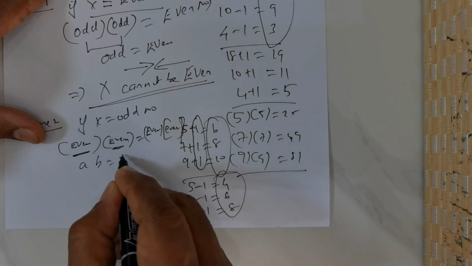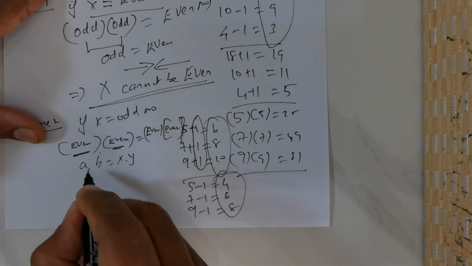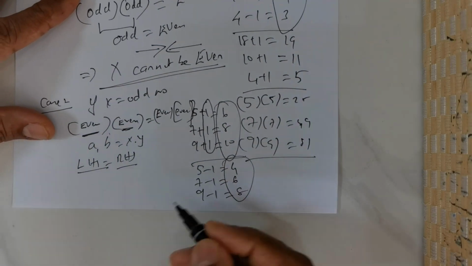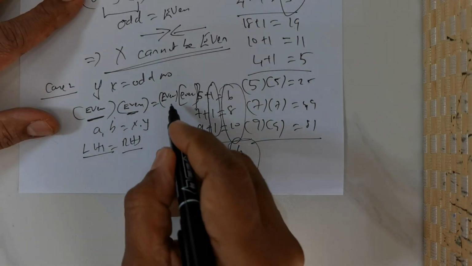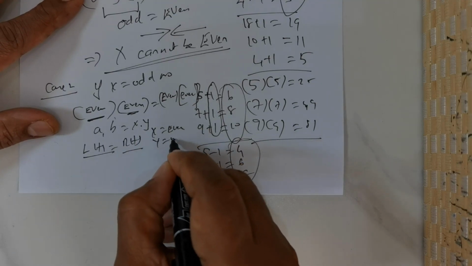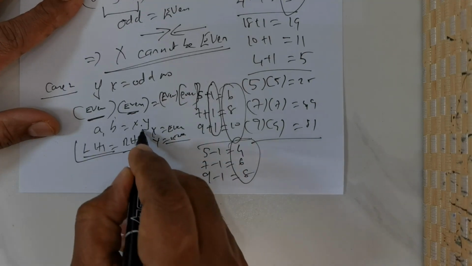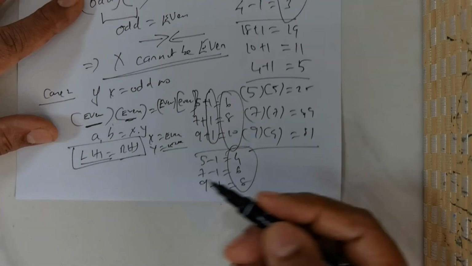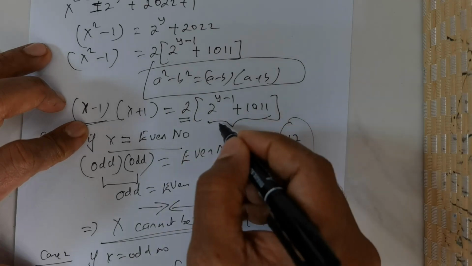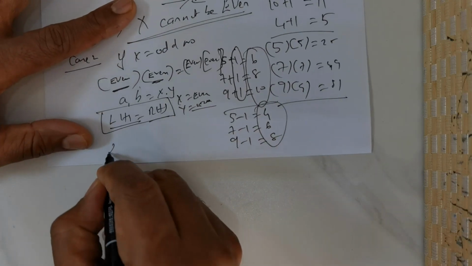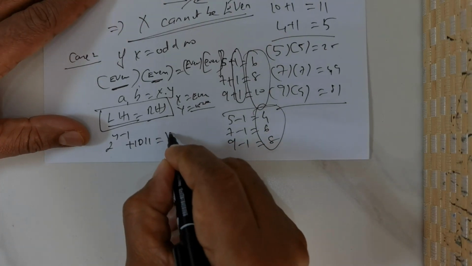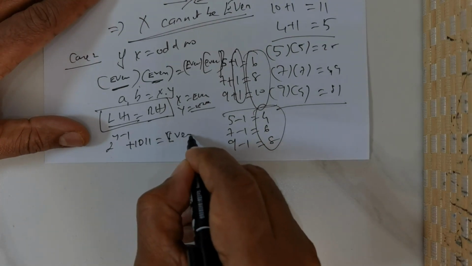Say a into b is equal to x into y. So left hand side should be equal to right hand side. Now this is only possible if x is even and y is even, because we have an equation. Clearly 2 is even, right? But the next product, 2 raised to the power of y minus 1, plus 1011, should also be even.